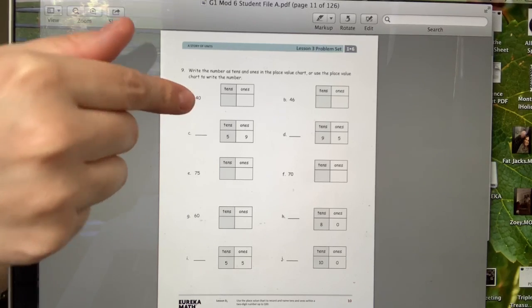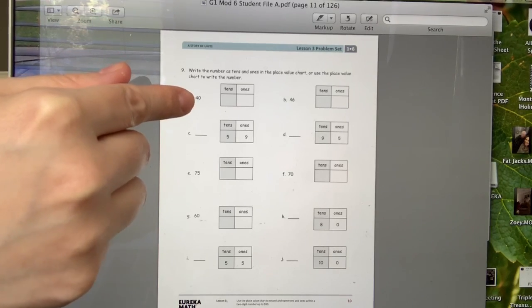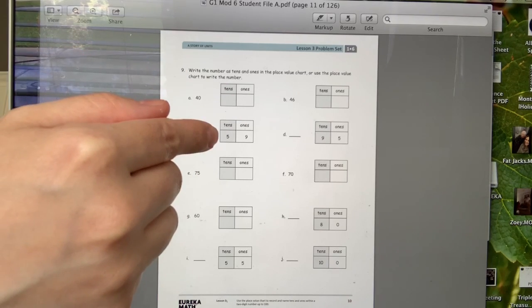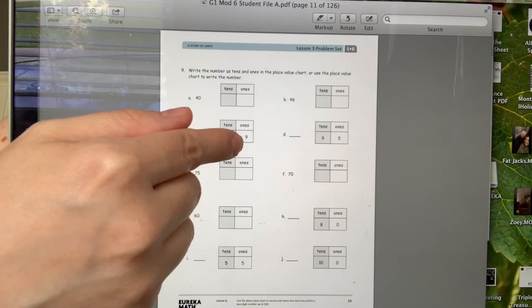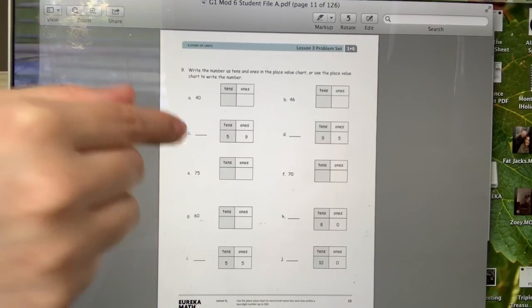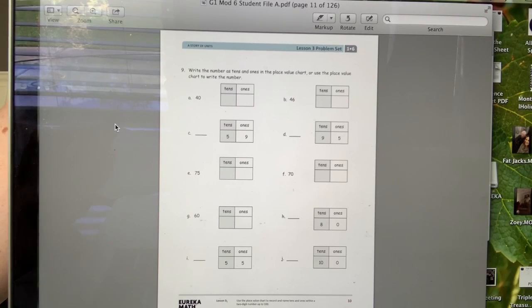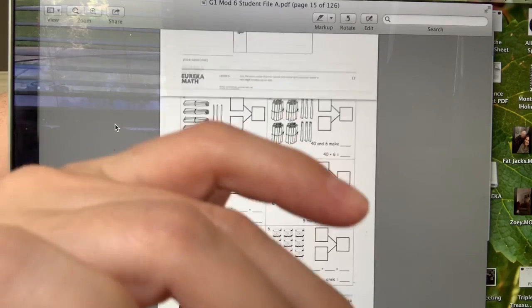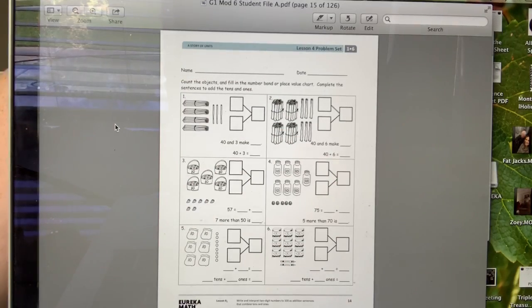The next page is just as simple. They give you the number 40, and you fill in how many tens are in 40, how many ones are in 40. Or they're going to give you 5 tens and 9 ones, and you need to fill in what that number is. It's like going backwards because it's such a good, easy review today. I'm not going to give you the homework page to do because you're going to do the problem set on your own today because it's super simple.